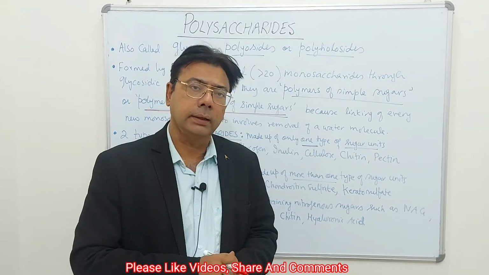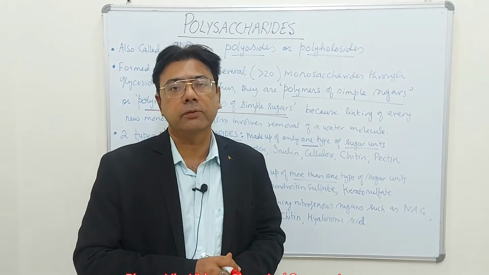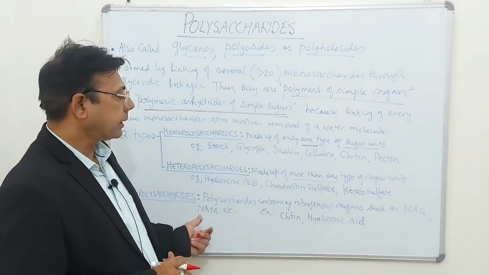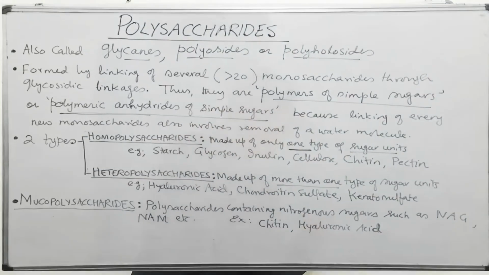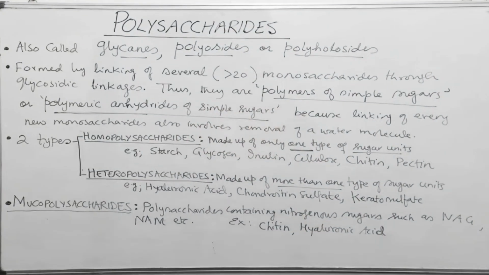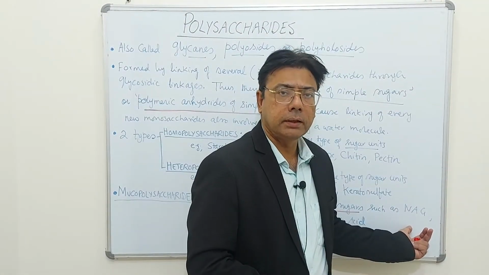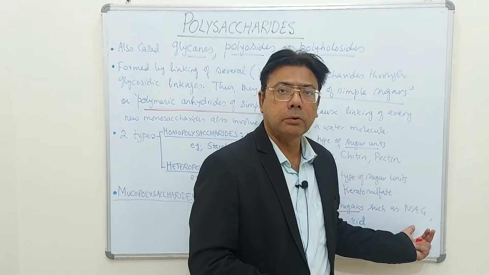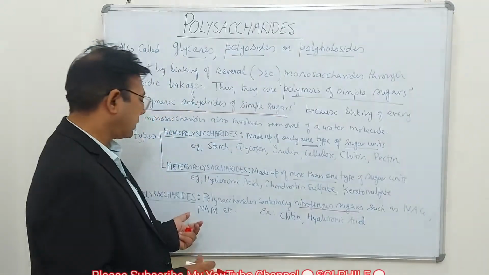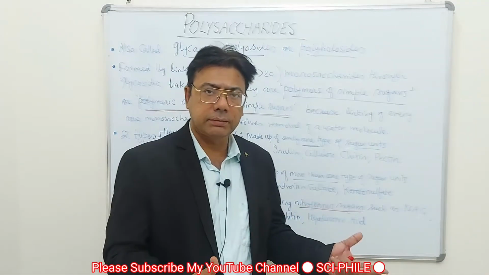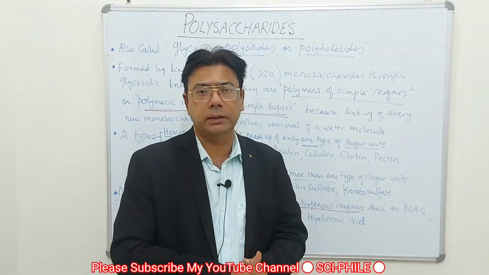One special category that I would like to describe is mucopolysaccharides. These are polysaccharides characterized by the presence of nitrogenous sugar in their structure, and these nitrogenous sugars are, for example, NAG, N-acetyl glucosamine, or NAM, N-acetyl muramic acid, etc. So they are those polysaccharides which have these nitrogenous sugars in their structure.